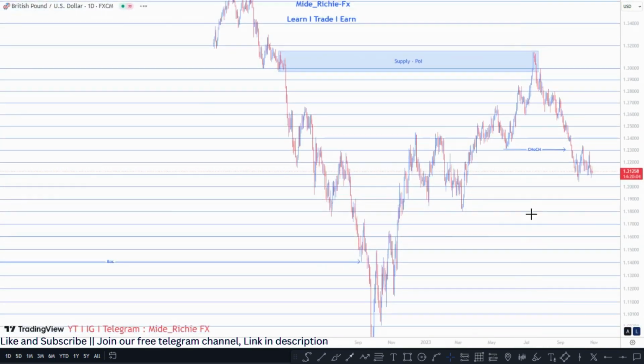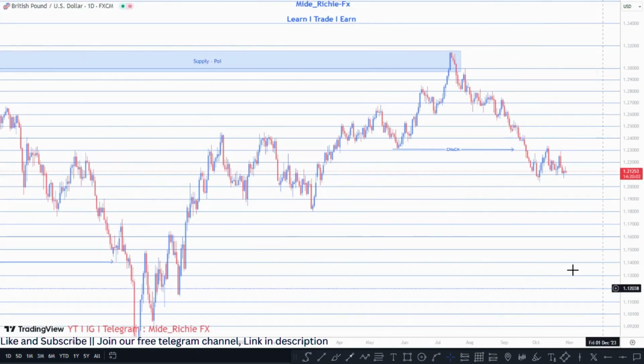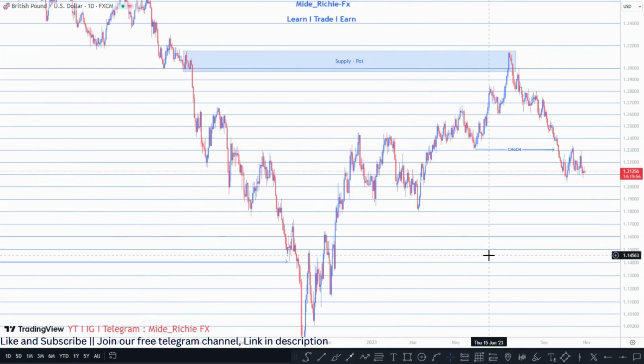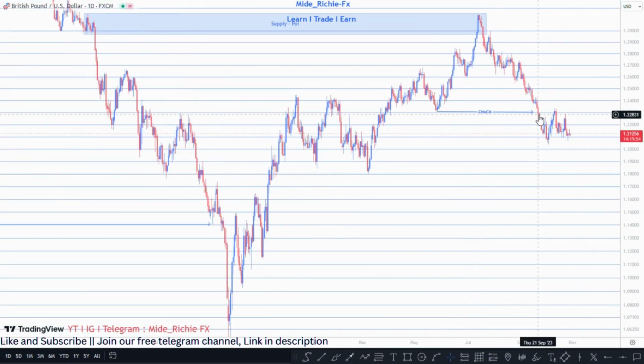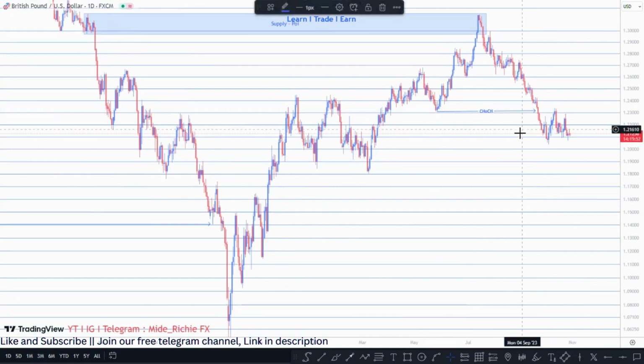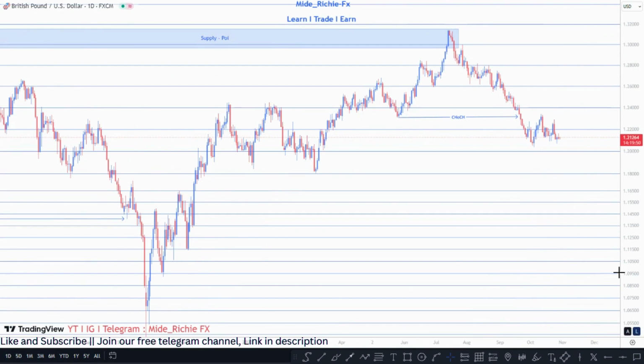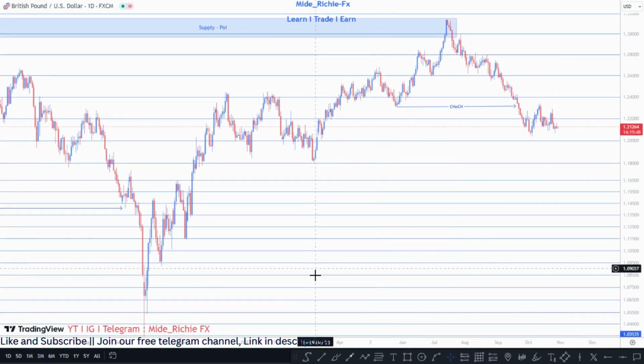Let's see what we have in the daily. You can see that the current trend in the daily time frame is pretty much bullish, but I think we now change to bearish after we take out this low, which is actually the change of character. So here it is. The previous trend is basically bullish, which is this one. Now let's analyze this.